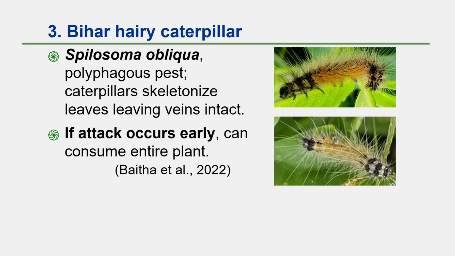Bihar hairy caterpillar, scientific name is Spilosoma obliqua. You can see in picture also, this is called Bihar hairy caterpillar. And polyphagous pest, caterpillar skeletonize leaving veins intact, means they eat the green matter in the interveinal areas. If attack occurs early, can consume entire plant.